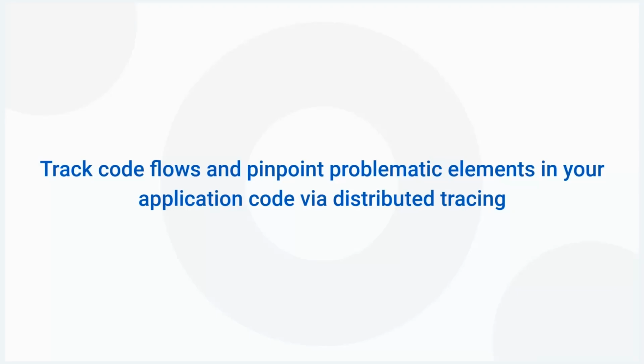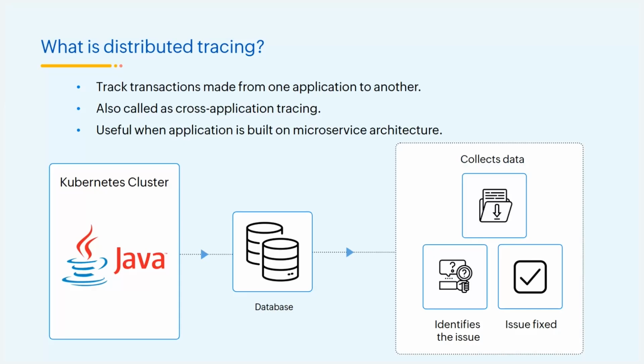Now moving forward, let's see how to track code flows and pinpoint problematic elements in your application code via distributed tracing. In the microservices architecture, it is necessary to monitor the transactions made between two or more application services. With the distributed tracing feature, you can track the transactions made between two or more applications.